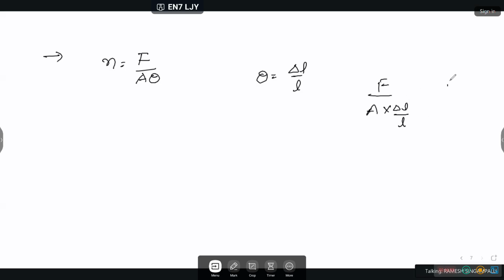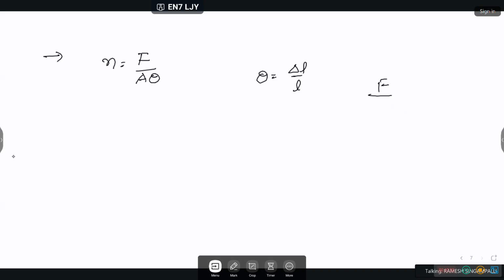Otherwise, sometimes what is the change in length? Those all things you people have to finish. A means L square also. You can write F L by A delta L. Sometimes A, L square, you can write as area. So it depends; these are different forms you can apply based upon the question.